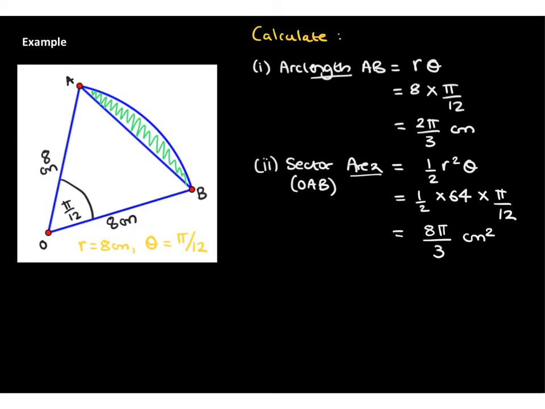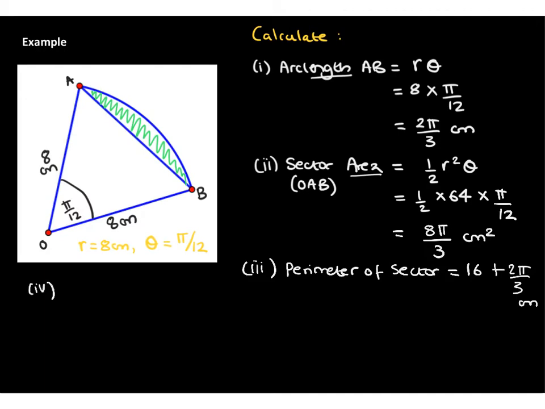So we're now going to use some of these ideas to work out a couple of other things. What if I asked you to work out the perimeter of the sector? Could we do that? Well, the perimeter would be equal to 8 plus 8 plus the arc length, so 16 plus 2 pi by 3, again all in centimetres.